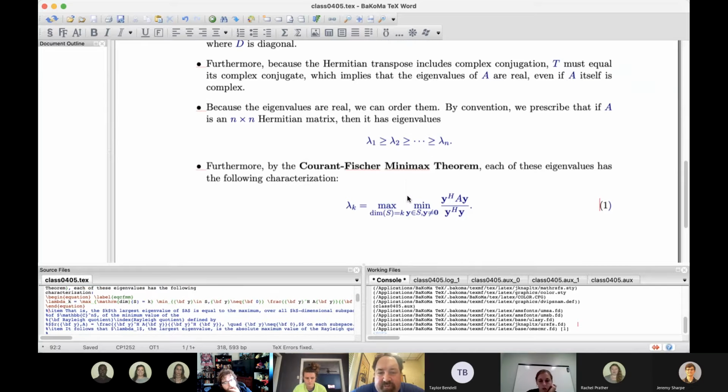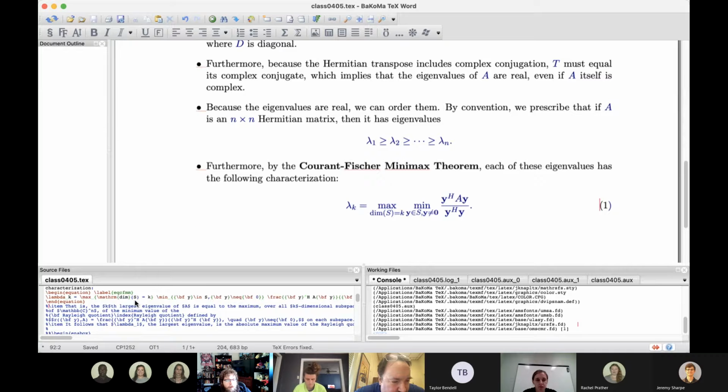Okay. So this is what the Courant-Fischer minimax theorem says. It gives this equation for the kth eigenvalue lambda k in terms of this expression, which we've actually seen before. This is called a Rayleigh quotient. Anytime you take a non-zero vector y and compute this, when y is an eigenvector, this expression turns out to be the corresponding eigenvalue. Now, this is a lot to digest because we're taking a max of a min of this Rayleigh quotient. So what does this actually mean in words?